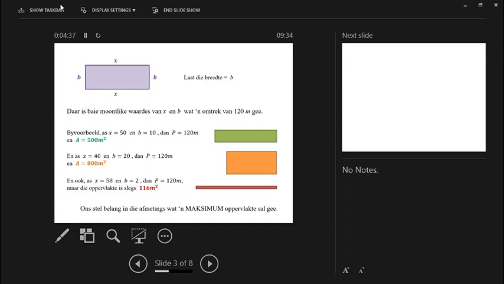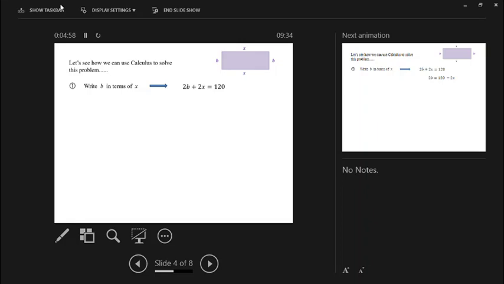So when they're looking for maximum or minimum values with these practical applications, just always remember first derivative equal to 0 gives you the maximum value. And that's what we're going to do now. But you have to start off by setting up an equation for that specific one. So wat weet ons van hierdie? We know that 2b plus 2x must give you 120.